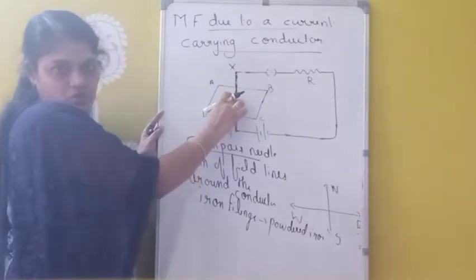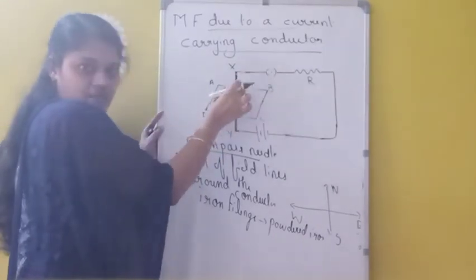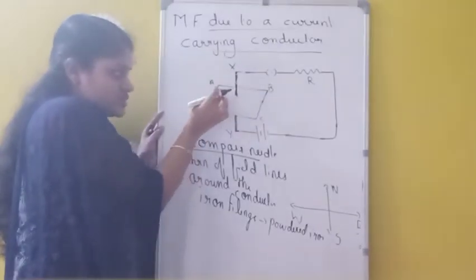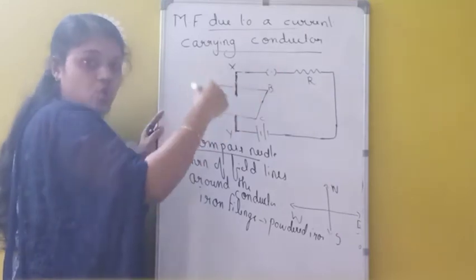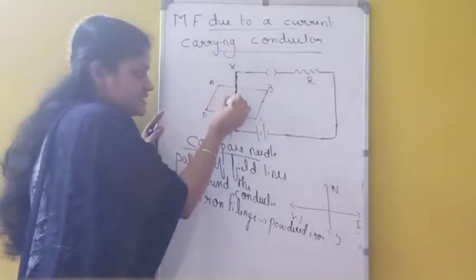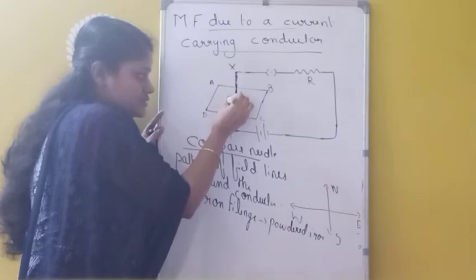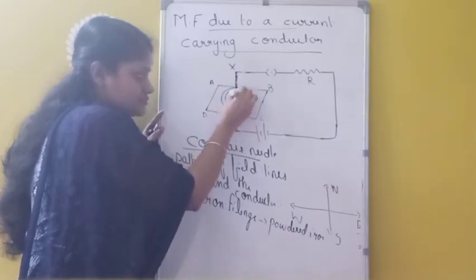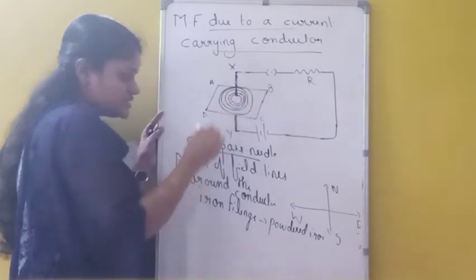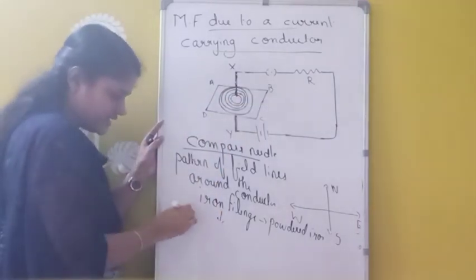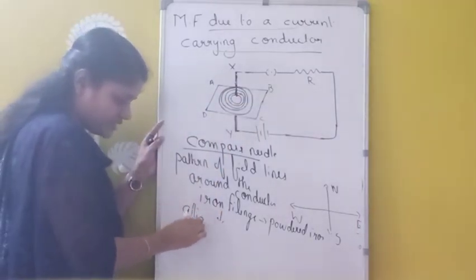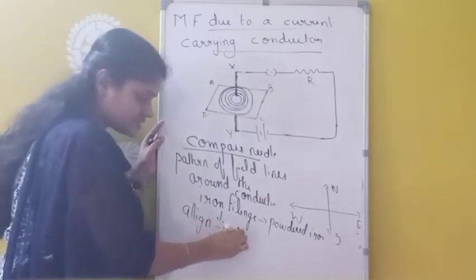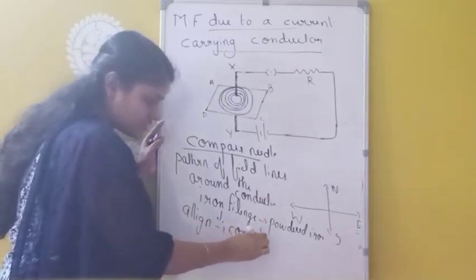Now when the key is closed, current will pass through this circuit, and this conductor behaves as a magnet. Whenever current is passing, these iron filings will be aligning in the form of which one? Concentric circles. We can see these iron filings like this. They align in the form of concentric circles.